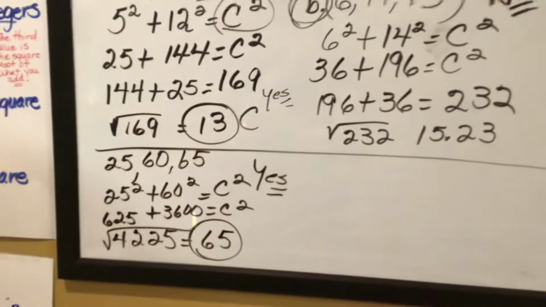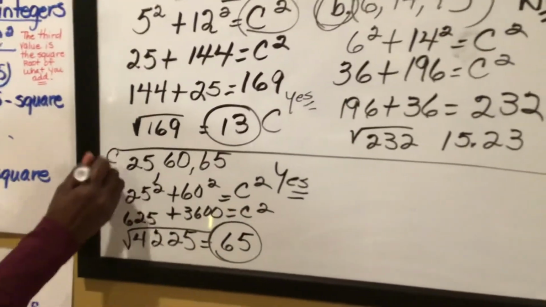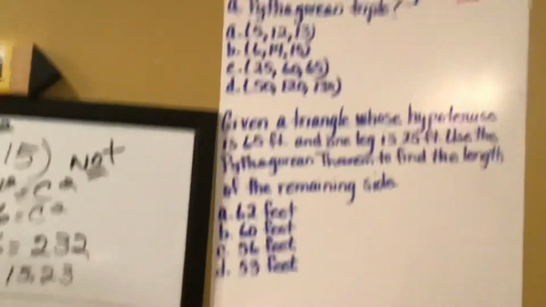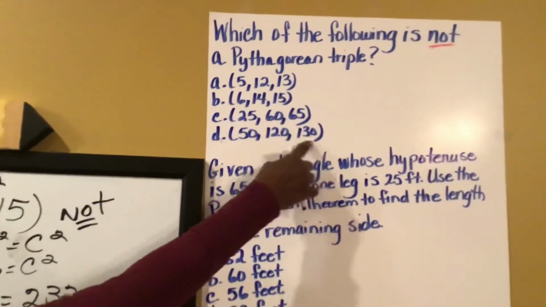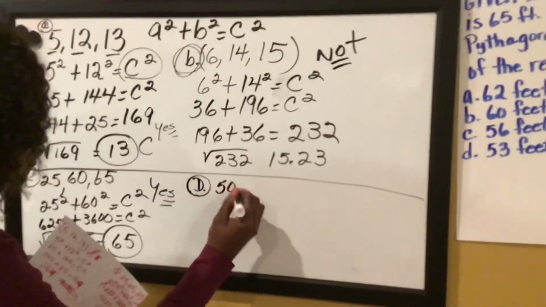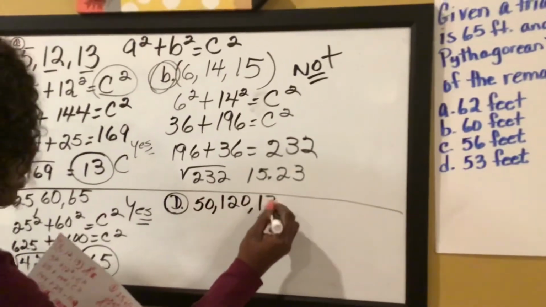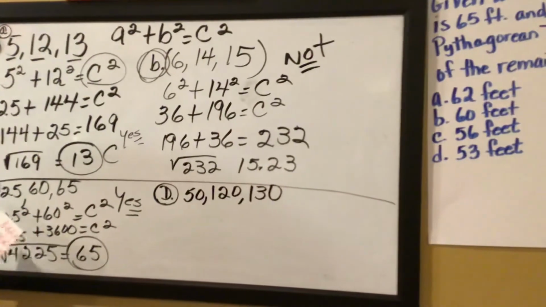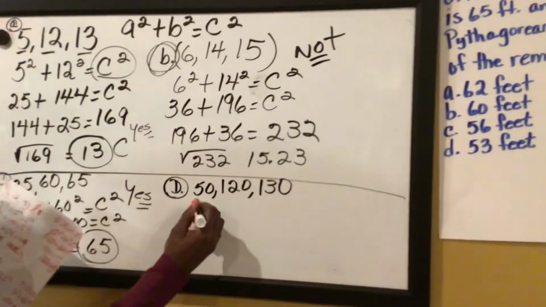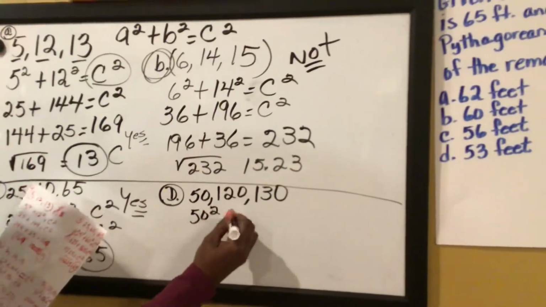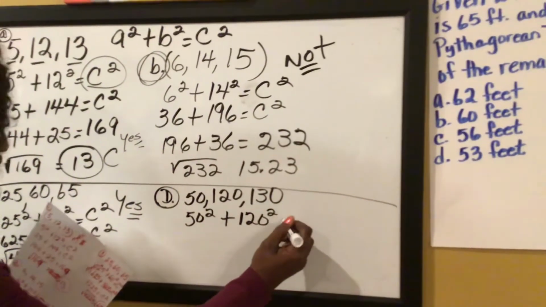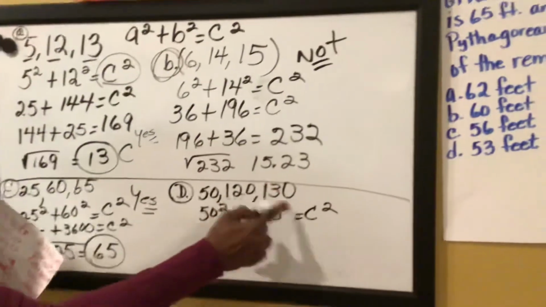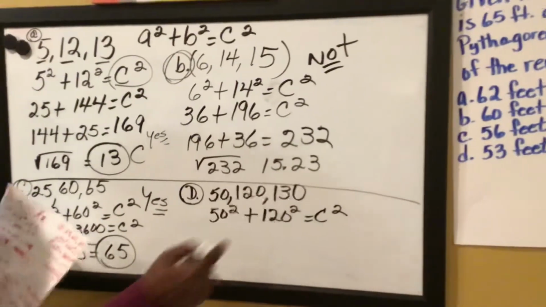Remember, we're looking for the one that is not. So C is correct. Lastly, we have D, right here, 50, 120, 130. So I'm going to write them out. 50, 120, 130. Let's see. So we're going to do 50 squared plus 120 squared equals C squared. So we're trying to see if we're going to end up with 130.